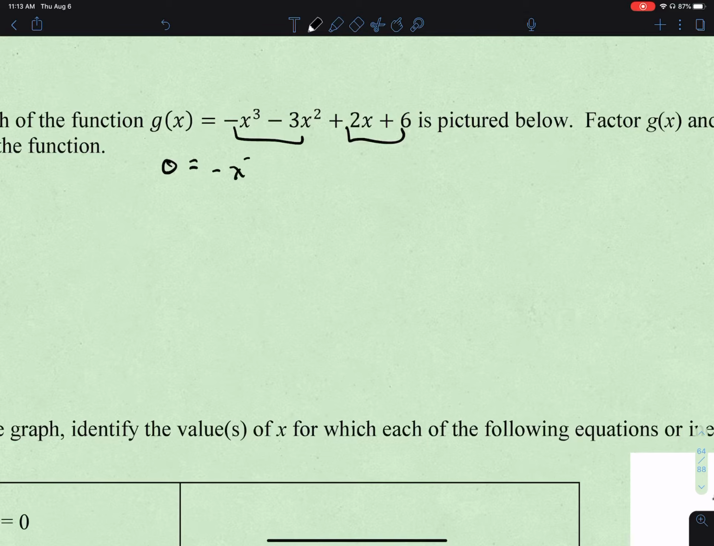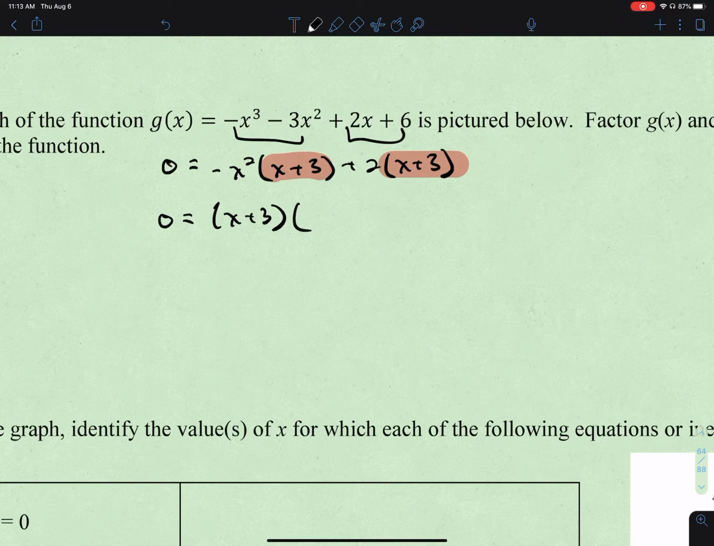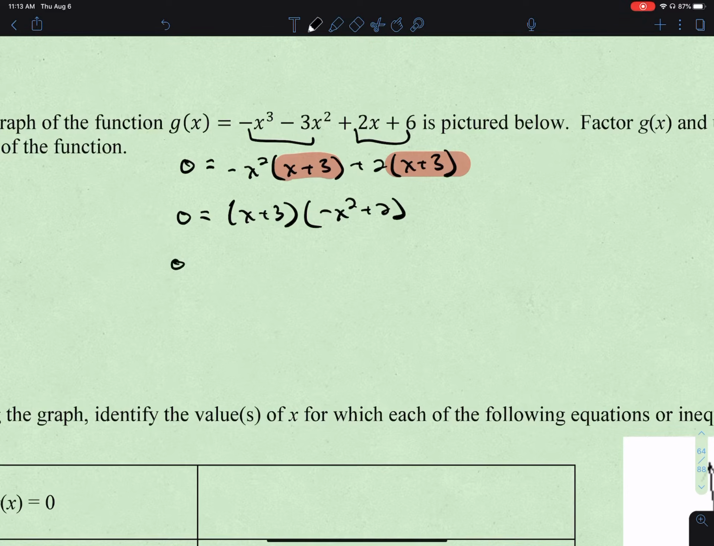I'm going to factor a negative x squared out, leaving me with x plus 3. GCF of the second group is 2, leaving me with x plus 3. Each of these have a factor of x plus 3. So the GCF is an x plus 3, leaving me with negative x squared plus 2. There's reason for us to say we should factor a negative 1 out of this. I'm going to do that. It's going to make that nicer. 0 equals negative x plus 3 times x squared minus 2.